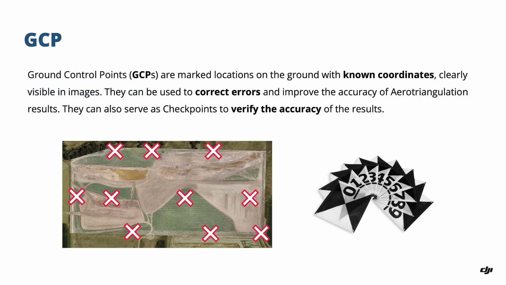GCP, which stands for ground control points, are physical, marked points on the ground with known coordinates and are clearly visible in the image. They can be used to correct potential errors, and you can use them to optimize the accuracy of the aerotriangulation results. You can also use them as checkpoints to check the accuracy of the result.